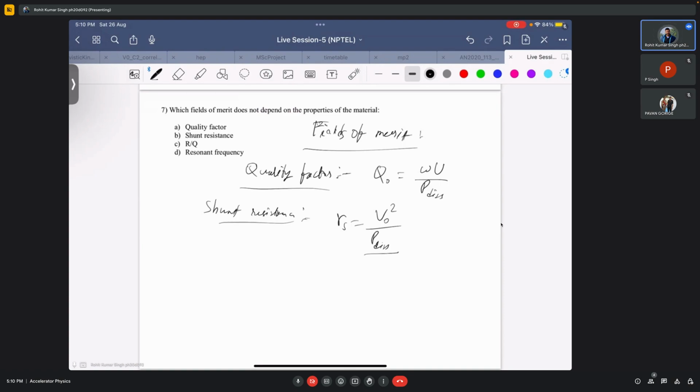And then you have the ratio of this, Rs by Q, which is the third option, R by Q. And then the resonant frequency, the RF frequency. So these are the options you have, and the question is which of these does not depend on the properties of the material. I explained what these terms are. Can you guess?